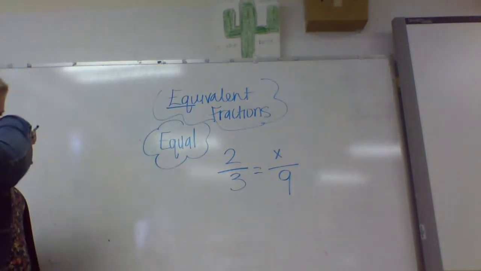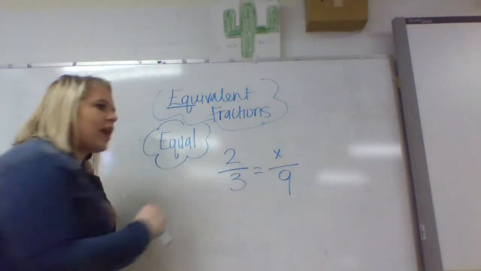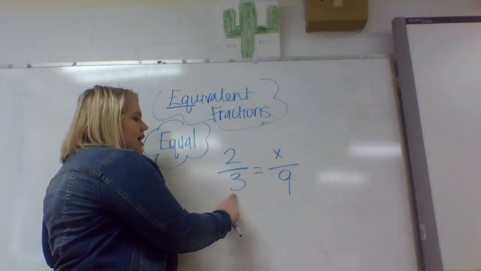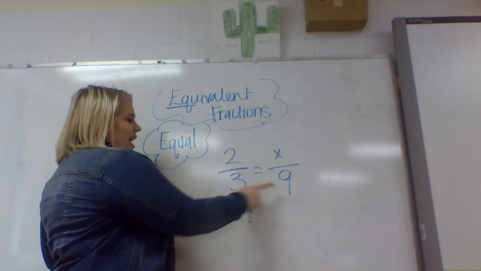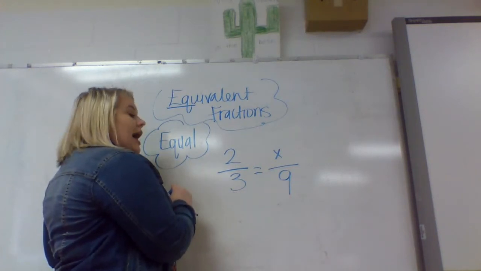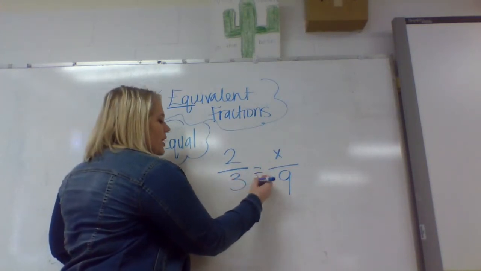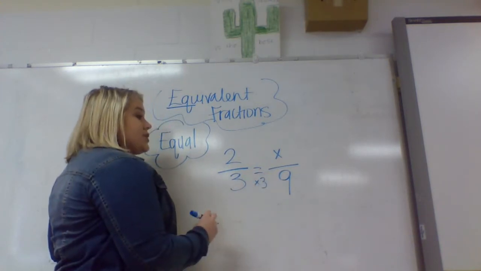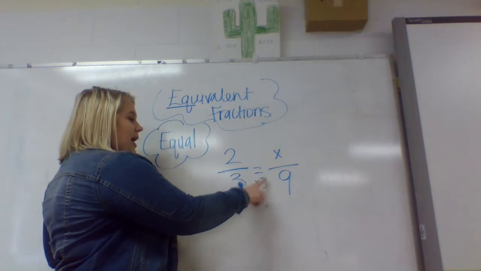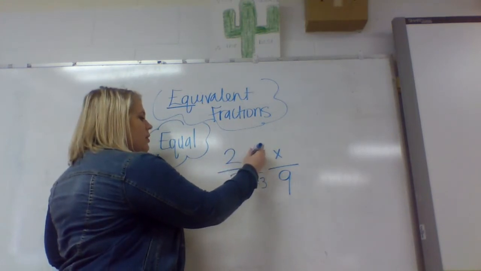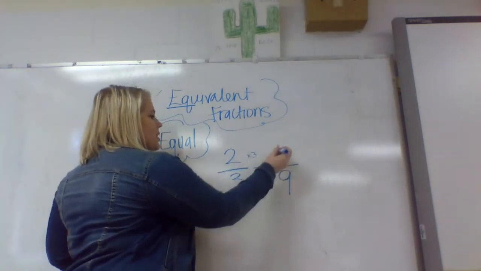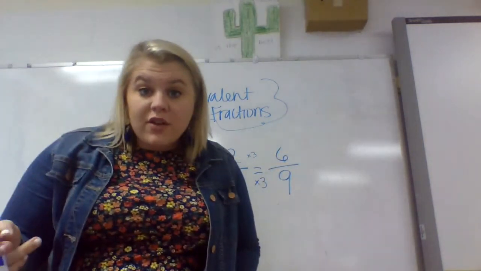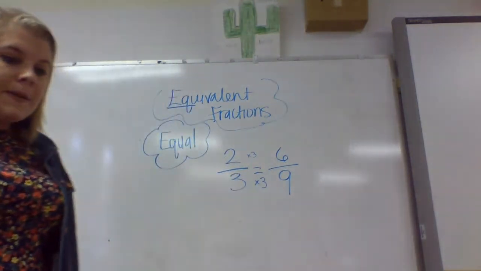So let's see. I don't know what x is, so the numerator's not really going to help me, but the denominator could. With 3, do I multiply by something or divide to get 9? I multiply, and 3 times what equals 9? It's 3 times 3. So whatever I do to the bottom, I have to do to the top. 2 times 3 is 6. That means that 2/3 is equivalent to 6/9.